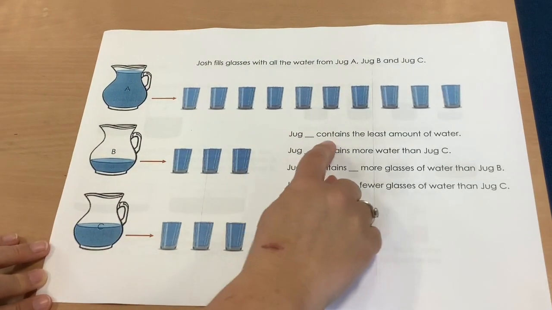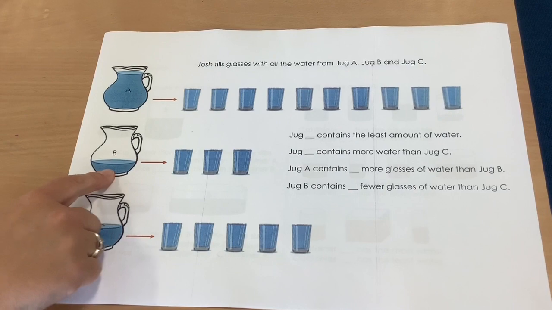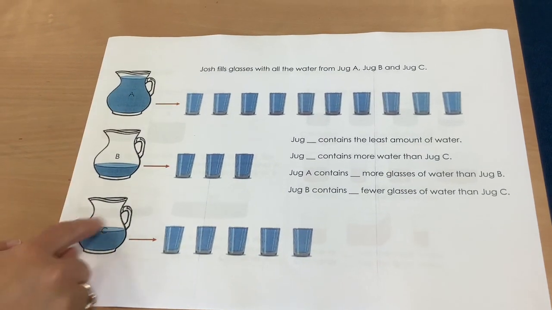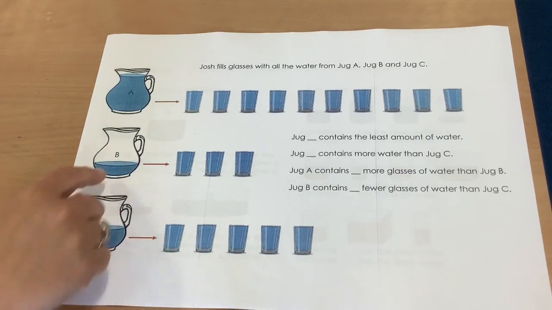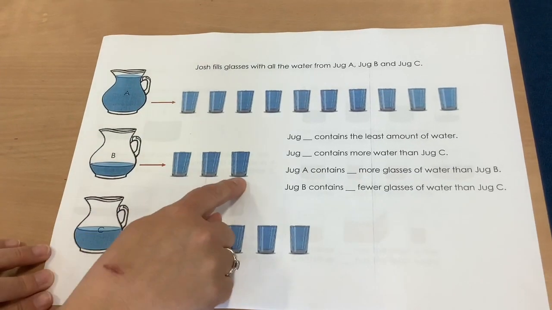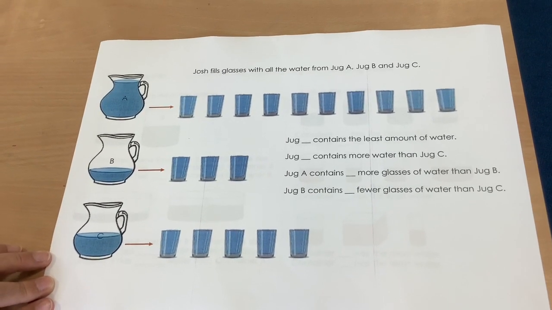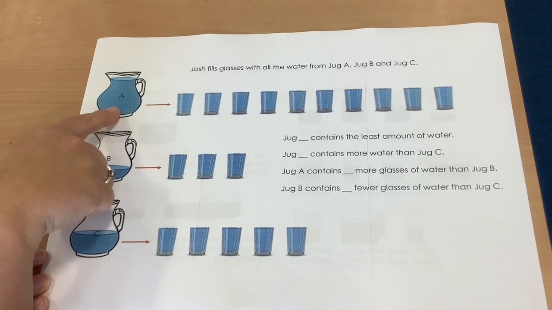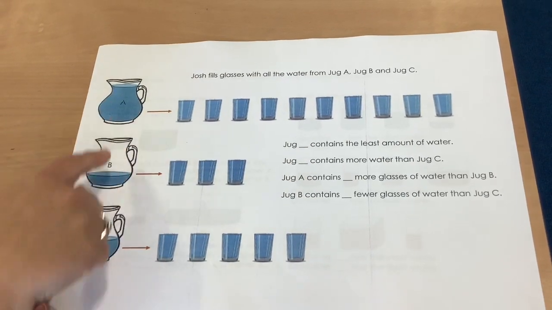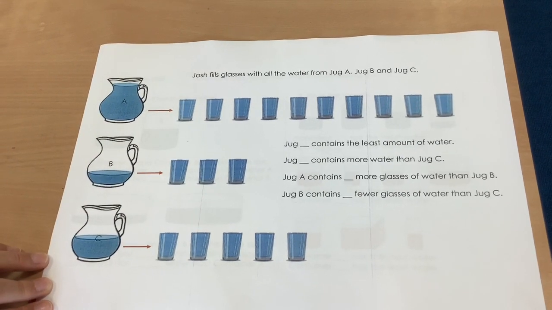So, which jug contains the least amount of water? Well, we can see by looking at it that jug B certainly has a lower amount than A and C is slightly more, but we can also count the number of glasses that he filled. He filled 3 glasses from jug B, so we know that that's the least amount. And again, we can see from looking at them that A has most, B has least, and C has in between.